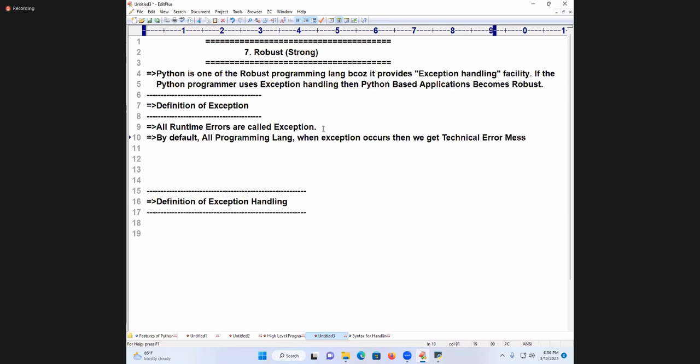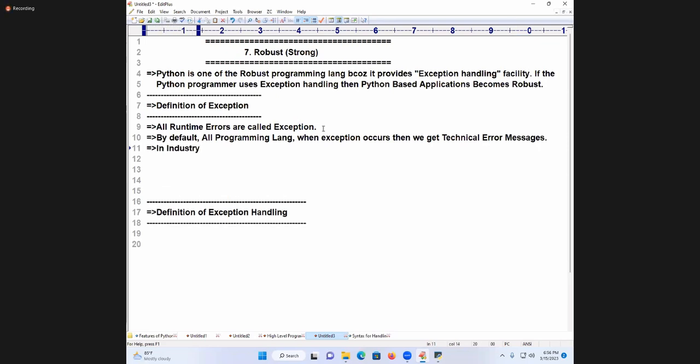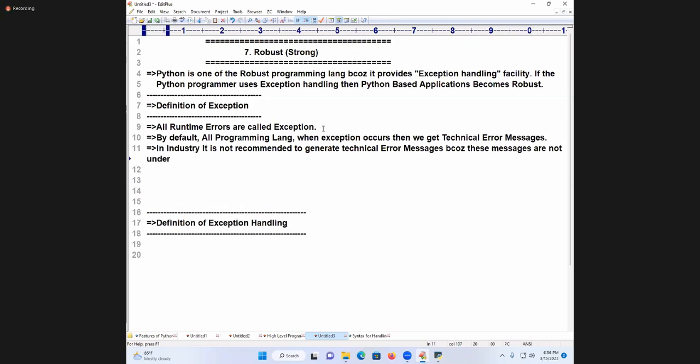Technical error messages. I will write a separate line. In industry, it is not recommended to generate which messages? Come on, which messages? Technical error messages, because these messages are not understandable by end users.